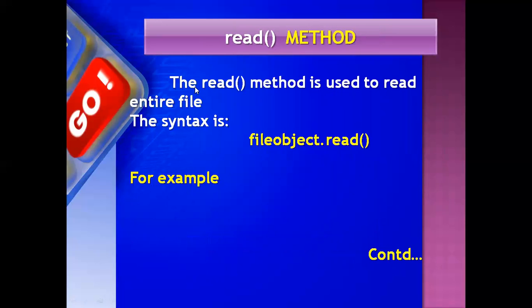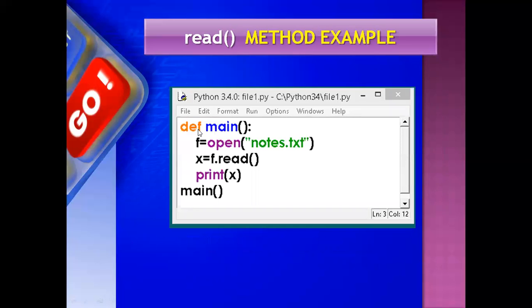Next, read. The read method is used to read an entire file. See here, file object dot read. The file object we previously declared as f. You can write abc, xyz, any file object here, then read. For example, see def, same program, f equal open, this is the file name being opened, x equal f dot read. Instead of readline or readlines, with read the entire content will be read, and this is the printing, this is the returning of main.